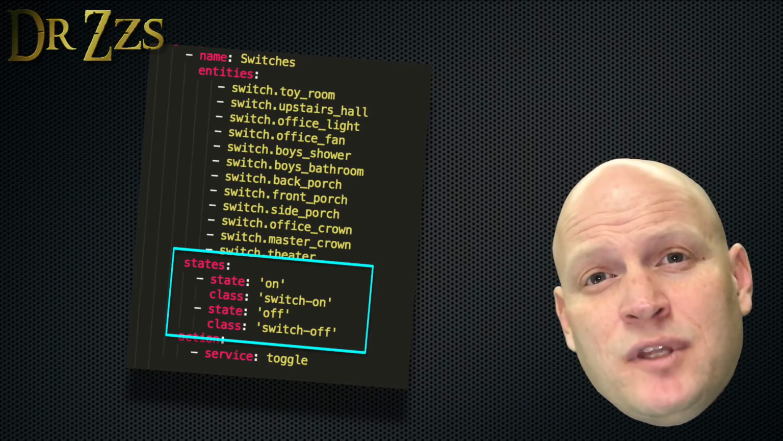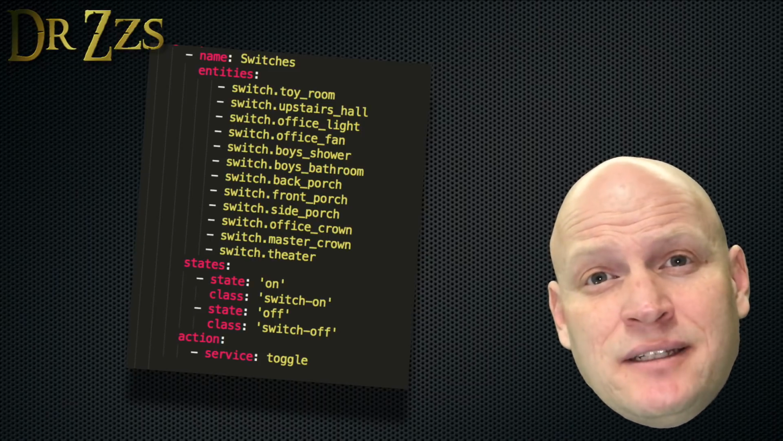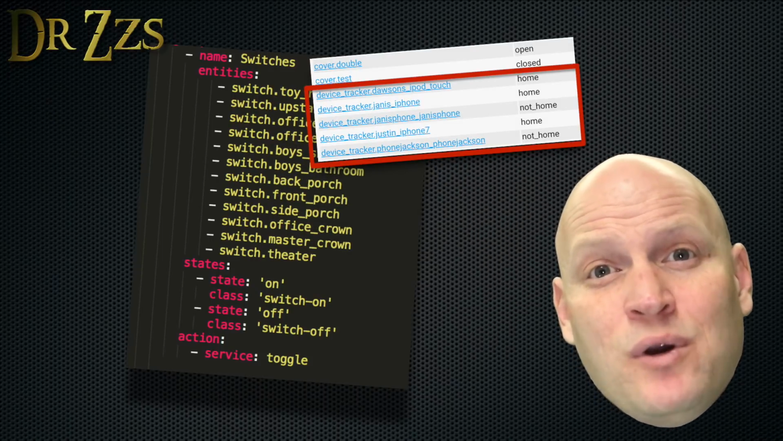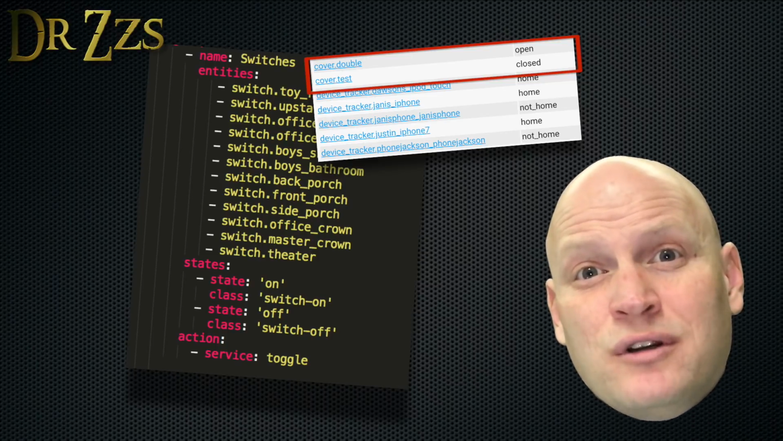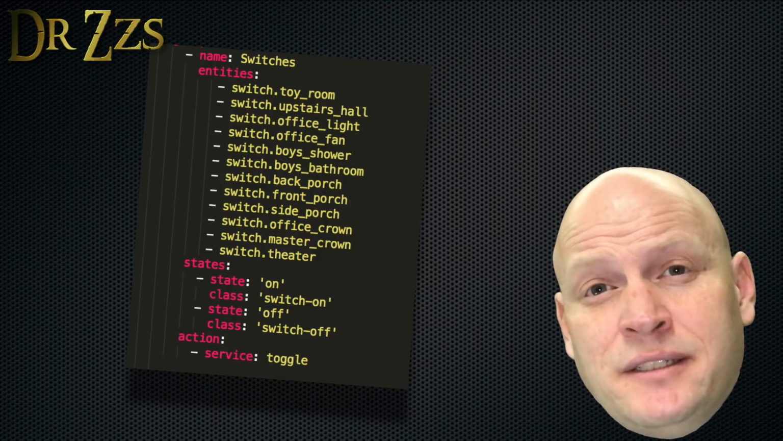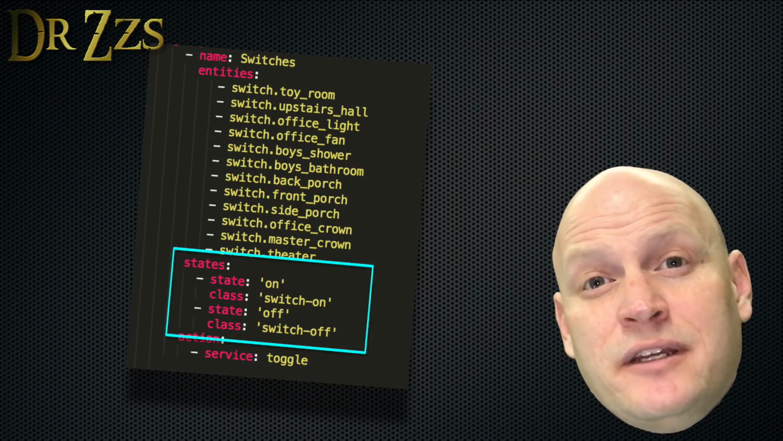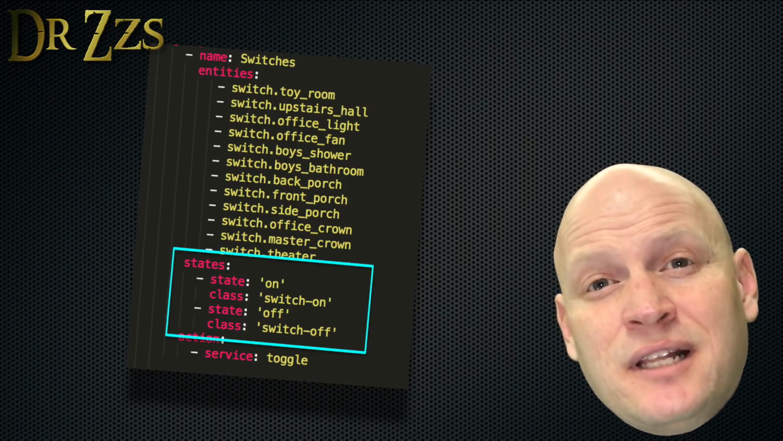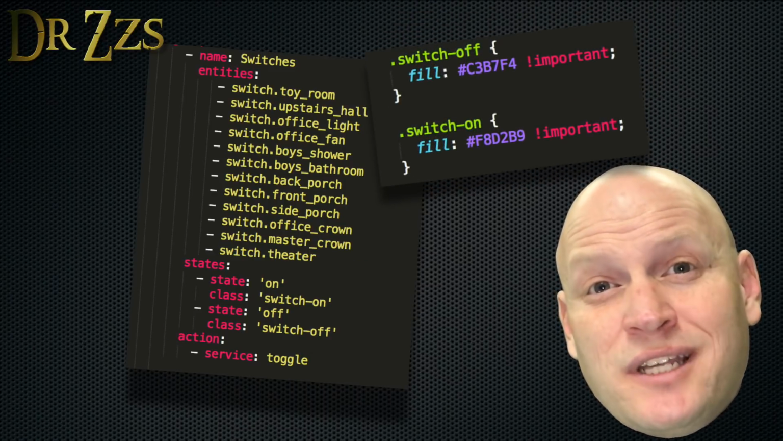Now under states, we need to define for the floor plan what state these entities can be in. In most cases, that's going to be on or off. But for other things, like presence detection, it can be home or not home. Or it could even be multiple things like home, work, school, store, etc. So for this group of entities, we're going to assign the state on and the state off. Now for each state, we're also going to define a class. The class is going to point to an entry in the .css file. That's where we're going to assign the colors.